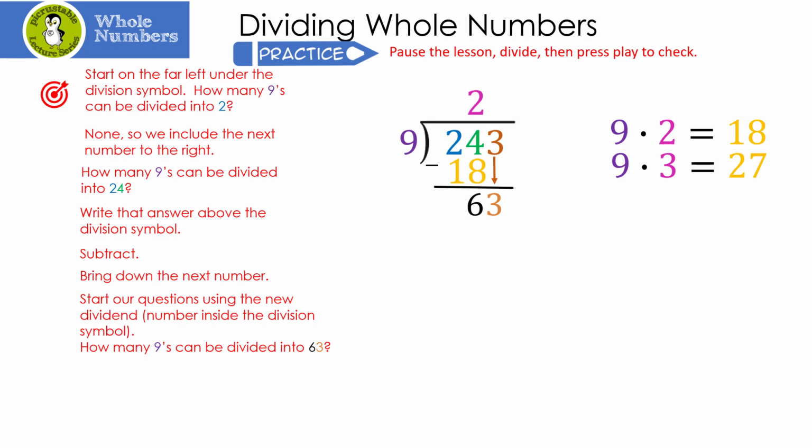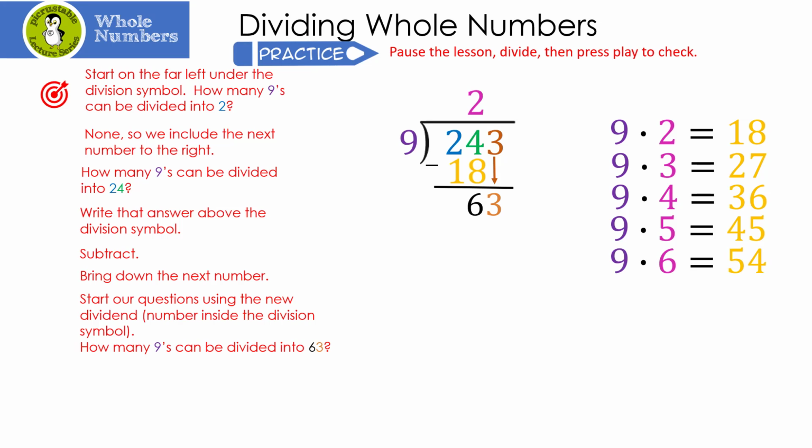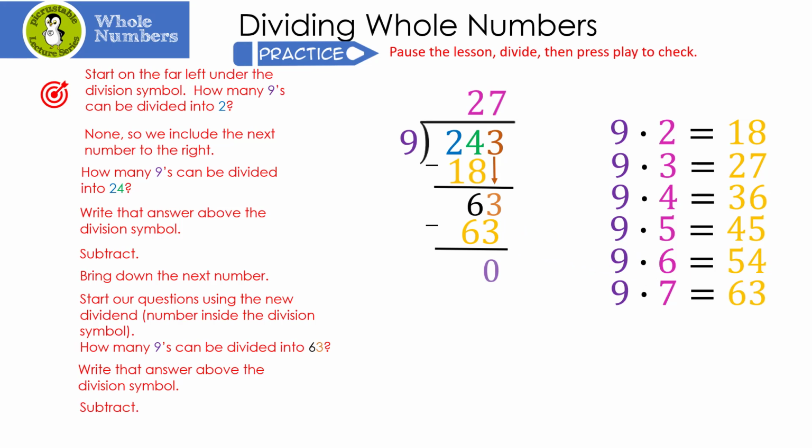How many 9s are in 63? 9 times 3 is 27, so we have to go a little farther. 9 times 4 is 36. 9 times 5 is 45. 9 times 6 is 54. 9 times 7, that's 63. That's what we're going to use. So we're going to write our answer above the division symbol. And then we are going to subtract. And our remainder is 0. Let's check by multiplying. 9 times 27 is 243. Awesome! We did it right.